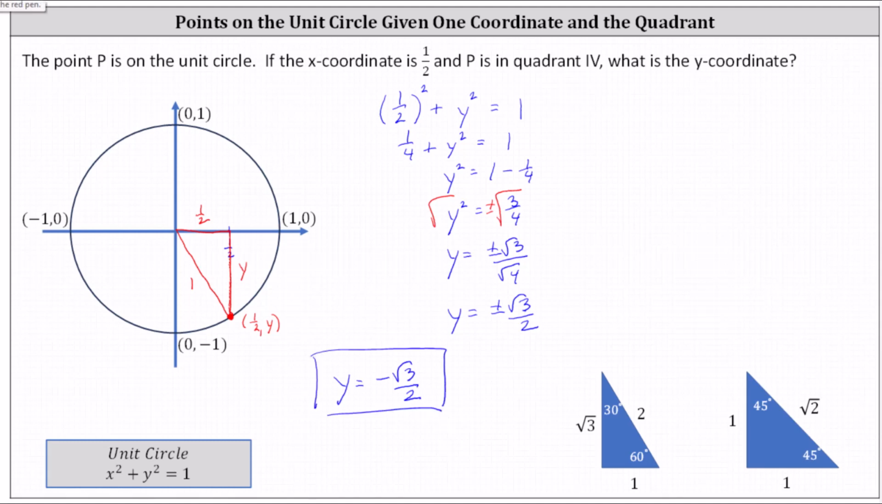Notice the point on the unit circle is the point 1/2 comma negative square root 3 divided by 2. And recall in the unit circle, x equals cosine theta and y equals sine theta, which indicates for any angle in standard position whose terminal side passes through the point P, the cosine function value is 1/2 and the sine function value is negative square root 3 divided by 2.